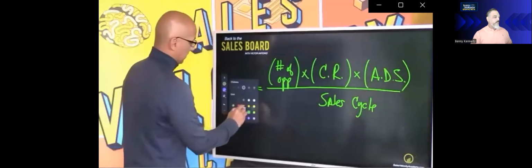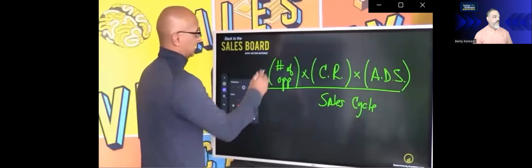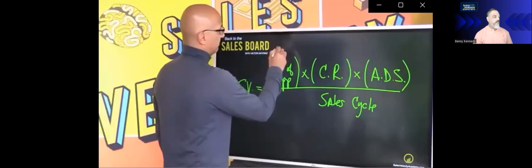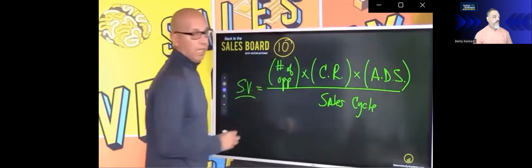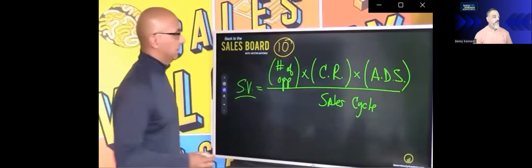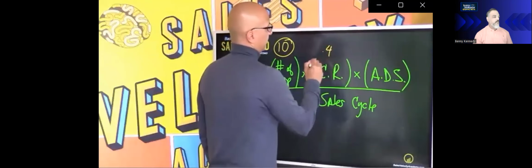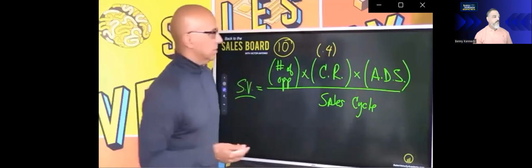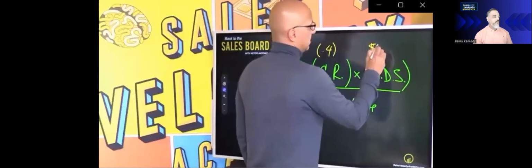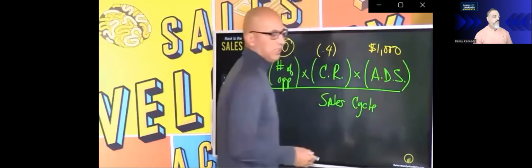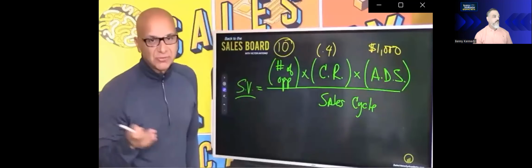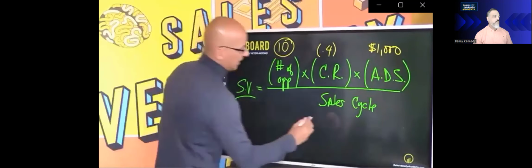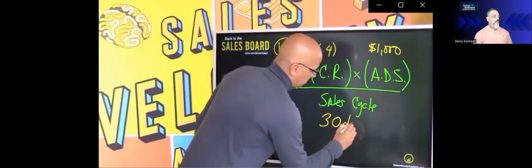Let me use a different color here. Let's say you want to calculate your sales velocity. Let's say you have 10 leads in your pipeline right now, 10 potential leads. Your close rate is 40%, which is 0.4, right? To keep it simple, your average deal size is $1,000. You can replace it with 10,000, or 100,000, take your pick. And let's say it takes 30 days.